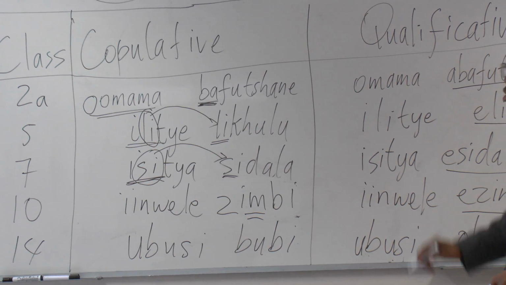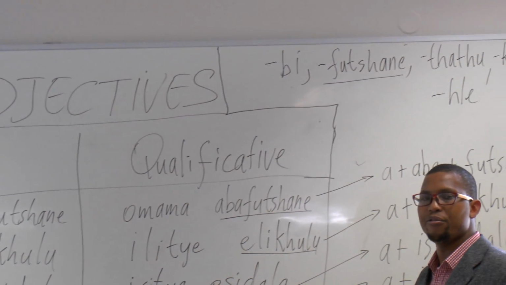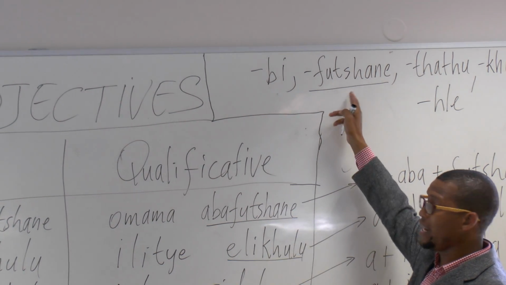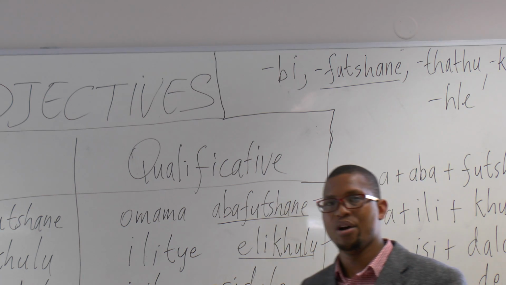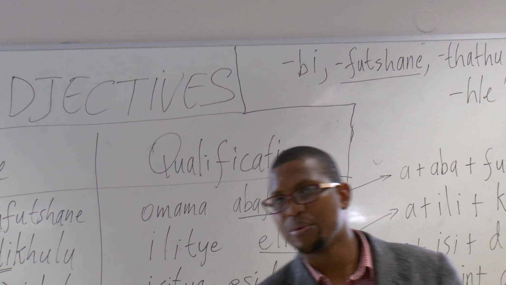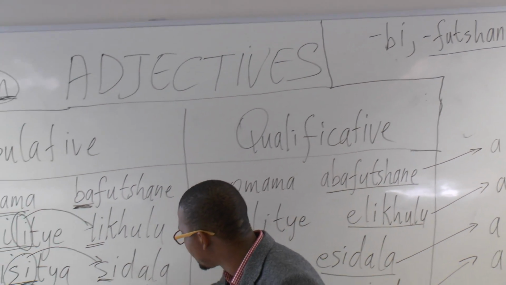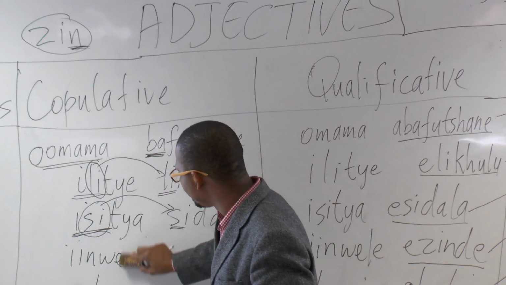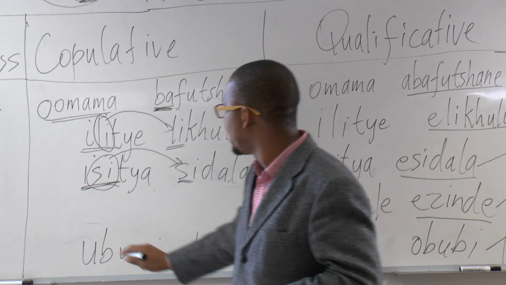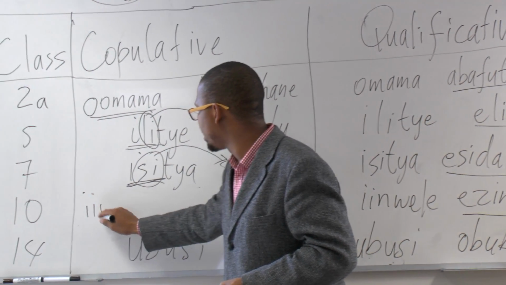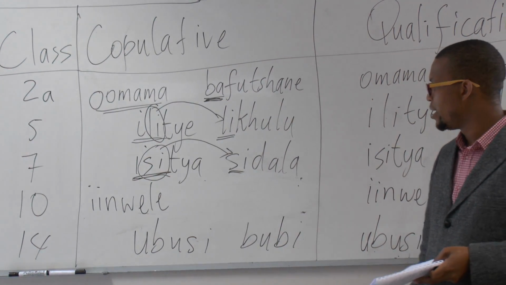The next one that we could speak about is fuchane. When fuchane, which is an adjective, is used with class 10, there are changes that take place. Let's go there and see how it works. We are dealing with the same hair. Now, we want to say the hair is short. Inwele, the hair is short.